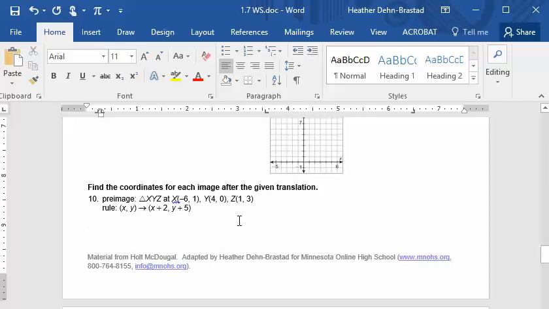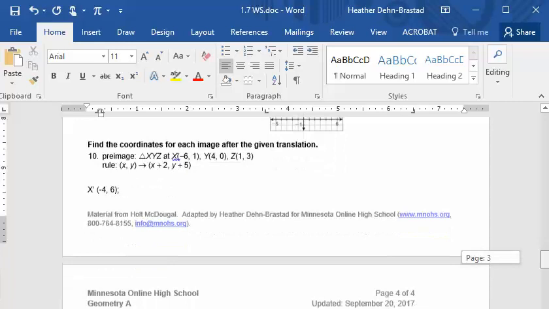So first for number 10, we have a pre-image XYZ, it's a triangle, and then they tell us what the coordinates are. So you're going to write x prime coordinate, because x is at -6, 1, x prime will be after this rule. These are translations. So I have to add 2 to the x coordinate, so that'd be -4, -6 plus 2. And then I have to add 5 to the y coordinate, so 1 plus 5 is 6. And then you have to also do y prime and z prime the same way. Add 2 to the x coordinates, add 5 to the y coordinates.